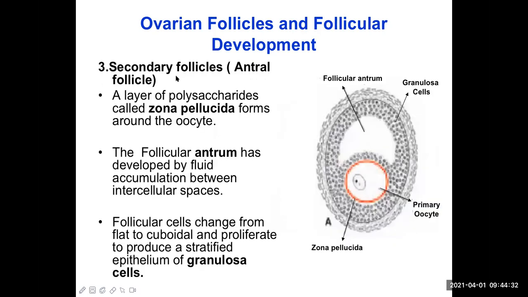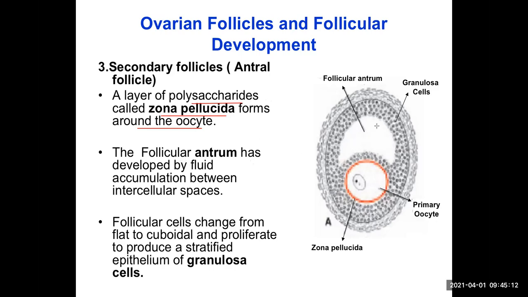Now, after this, we have the secondary follicle, also known as the antral follicle. This is the antrum. Antrum is a cavity which is formed inside the follicle. There are different terms here now. I'm sure you are already familiar with them from your embryology. A layer of polysaccharide called zona pellucida forms around the oocyte. See this? There is the nucleus of the oocyte, called the primary oocyte, and this is the zona pellucida. Zona pellucida is made up of a polysaccharide or carbohydrate.